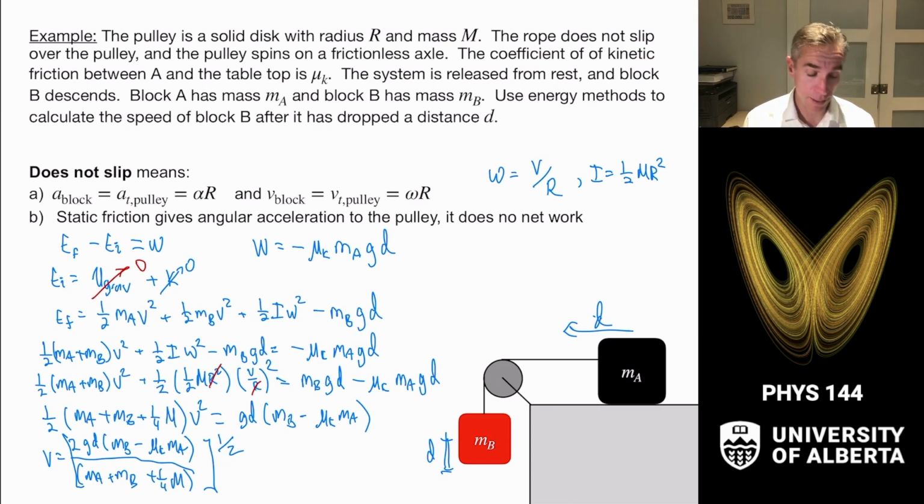So we figured it all out. And basically, the pulley just adds another mass into the system in this does-not-slip criterion right here. So, pretty cool.